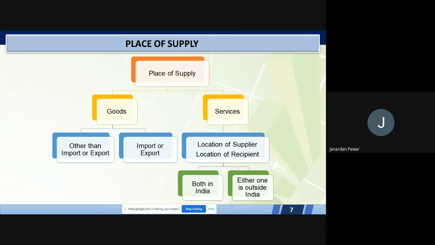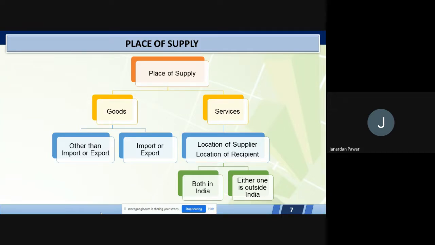When it comes to goods, first of all, we are going to talk about goods. In case of goods, basically we go for other than import or export. Mostly, we do two types of activities. For example, if we are the supplier supplying goods, we can supply goods to two different locations: within India, and outside India also. So I have written here, other than import or export means within the country, and import or export means outside the country. So mostly the place of supply in case of other than import or export is our country, and in case of import and export is outside the country.